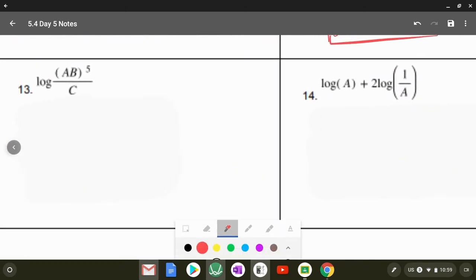Why don't you go ahead and try 13 and 14 on your own. And then when you're done, unpause the video and we'll go ahead and walk through those together.